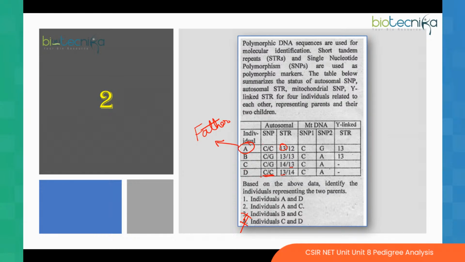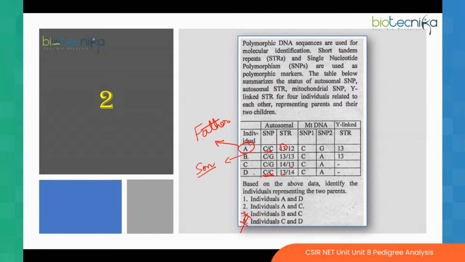Okay. Now, individual A is also homozygous recessive for C. Now, B, we know that B is the son. Now, the son for sure will get one allele from father, one allele from mother, right? So here, the son has C. So C can come from father or mother, right? Because A, C, and D, they all have this C allele.